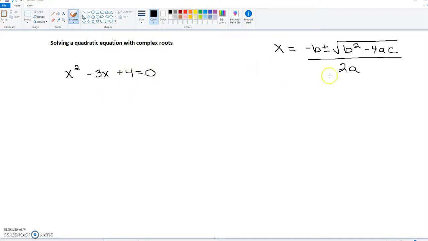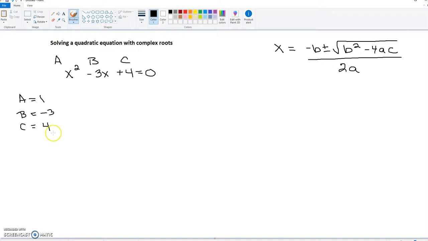So with that being said, we're going to be using this formula along with the equation that they provided us. Now, of course, remember from week 3, we talked about the coefficients having a letter value of A, and this was B, and this was C. So knowing that, we're going to break these apart and label them. For A, it's 1, B is negative 3, and C is 4.